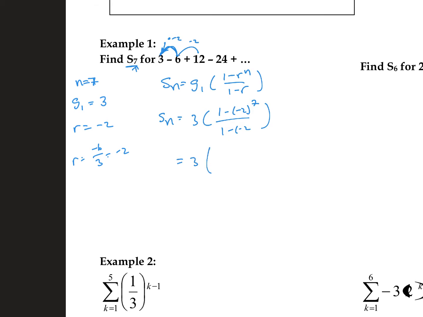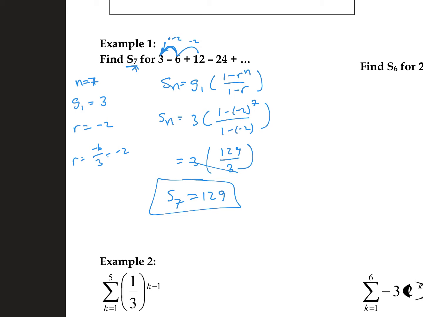Let's simplify what we can. So 1 minus -2 to the 7th power is 129. 1 minus -2 is a plus, so that becomes a 3. Those cancel, so S sub 7 is equal to 129. You can leave it as S sub n. I like to put S sub 7 because that reminds me that I found the sum of the first 7 terms, and that gives you 129.